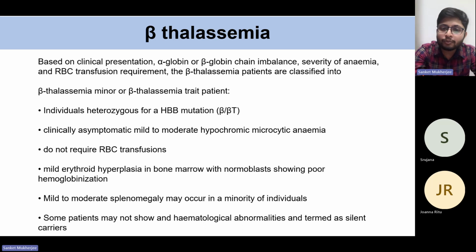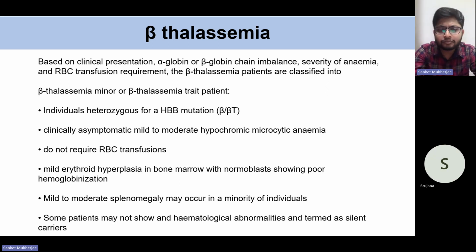If there is clinically asymptomatic mild to moderate hypochromic microcytic anemia, that could happen. They do not require RBC transfusions, so they are slightly anemic, but they can live normally. Mild erythroid hyperplasia in bone marrow with normoblasts showing poor hemoglobinization. Mild to moderate splenomegaly. Splenomegaly is enlargement of the spleen that happens in very few individuals because there is a regularly expressing beta globin gene that compensates for any lack of gene.